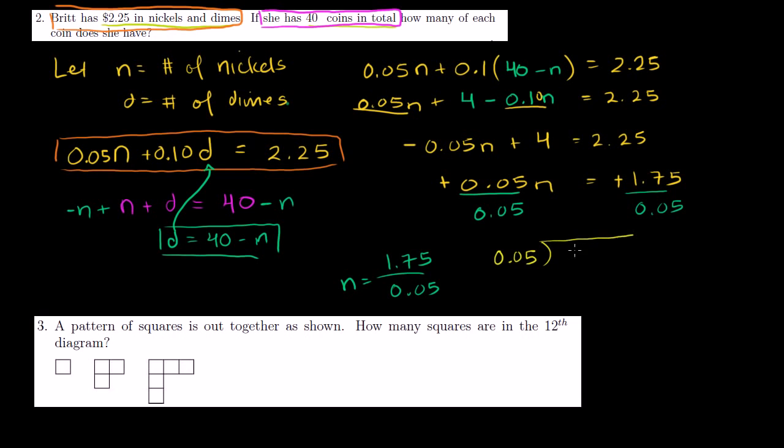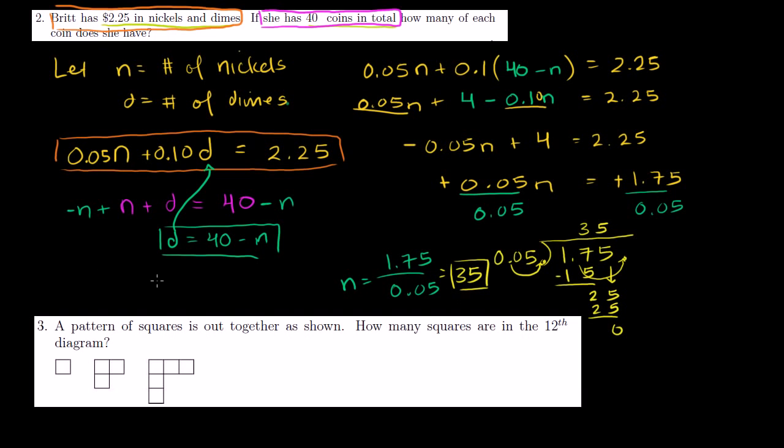0.05 divided into 1.75. Let's multiply both the divisor and the dividend by 100. So we're going to go over 2 decimal spaces. This just becomes a 5, and this becomes 175. This is the same thing as 175 divided by 5. 5 goes into 17 3 times. 3 times 5 is 15. 17 minus 15 is 2. Bring down the 5. 25. 5 goes into 25 5 times. 5 times 5 is 25. You have no remainder. So this is equal to 35.